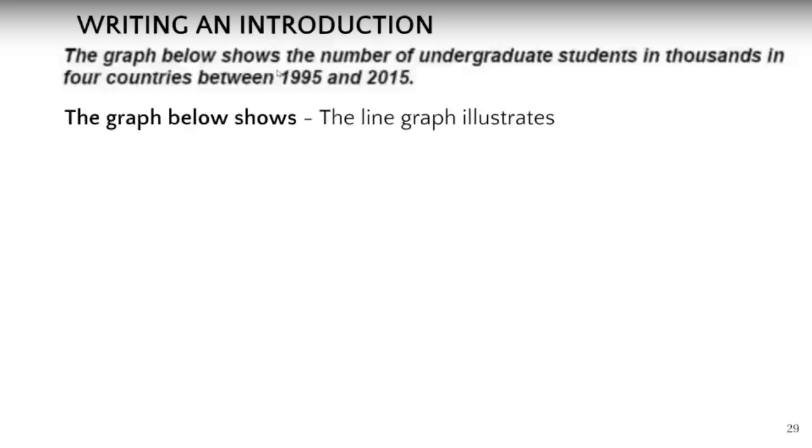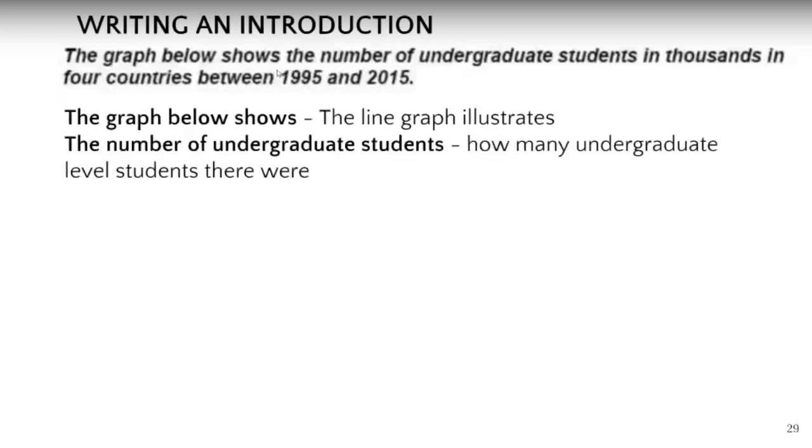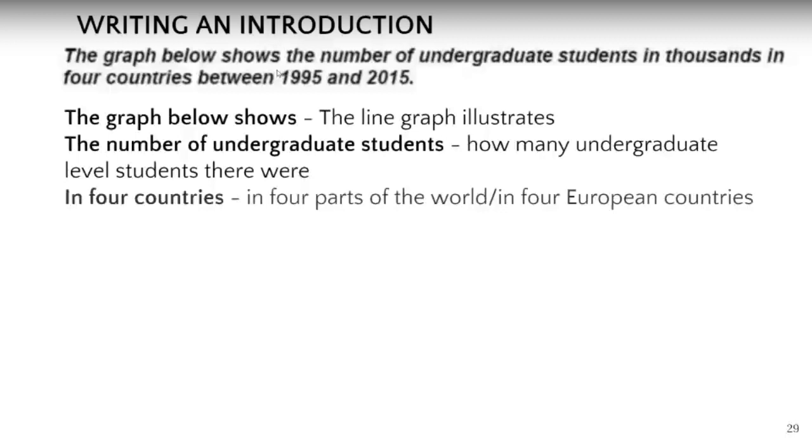So you can also say, for example, the number of undergraduate students can be paraphrased as how many undergraduate level students there were, yeah, because it's about students in some countries. So, what about in 4 countries? Instead of saying in 4 countries, you can either say in 4 parts of the world, or since this is all European countries, you can just say in 4 European countries.